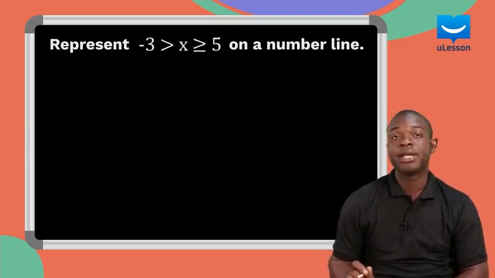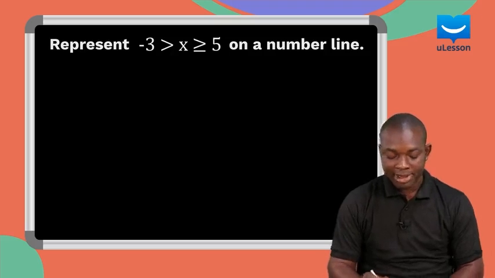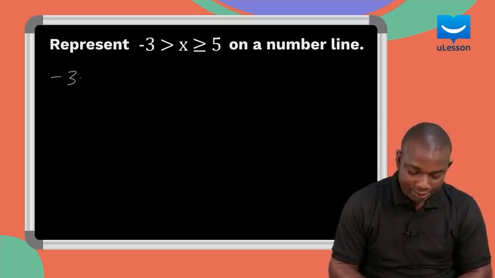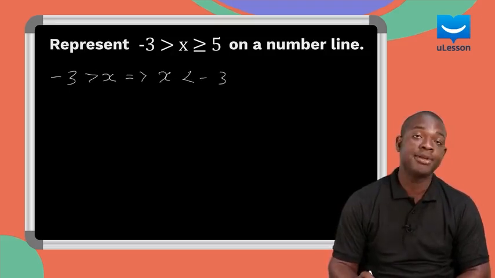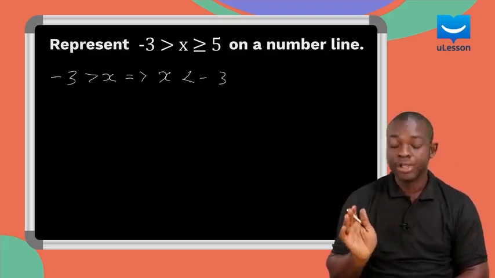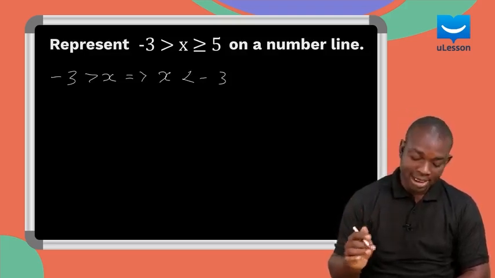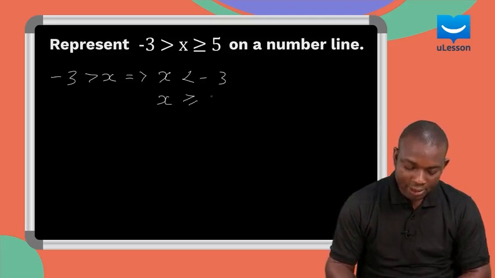Now we begin by breaking this into 2. So minus 3 greater than x is the same thing as x less than minus 3. So from that single inequality, we have two inequalities, x less than minus 3 and x greater than or equal to 5.